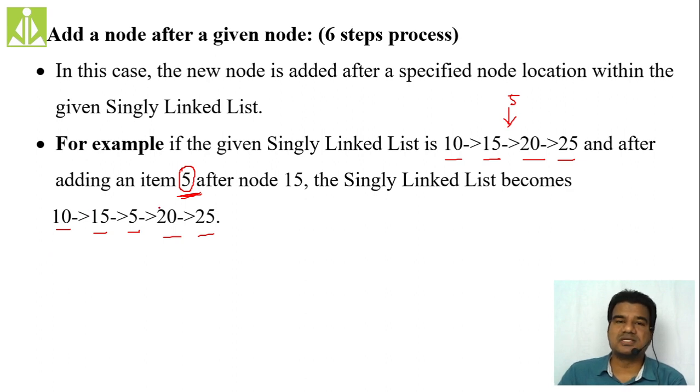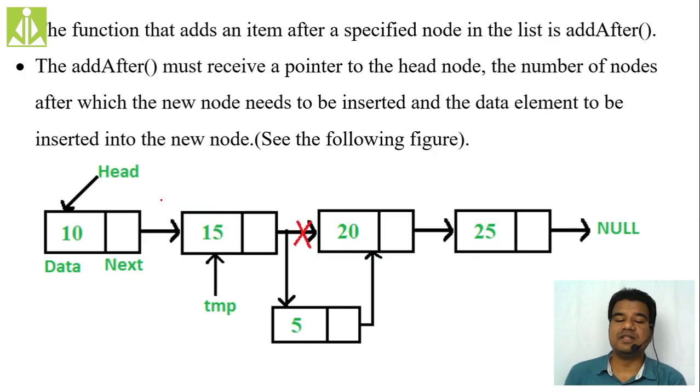In order to do this, we have to understand how our algorithm or our function will change. The function that adds an item after a specified node is the add after function. Over here you can see add after. The add after must receive a pointer to the head node, the number of nodes after which the new node needs to be inserted, and the data element to be inserted into the new node. So 3 things we are going to pass to this function, and we will see how we change it.